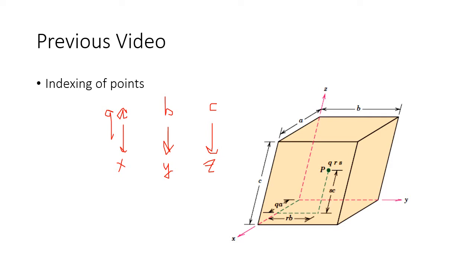And as you can see in this picture, point P has coordinates QA, then RB and SC, where QA is a fraction of the edge length A. Similarly, RB is the fraction of edge length B, and SC is the fraction of edge length C. Okay, so we know that Q, R, and S, as their fractions, their values lie between 0 and 1. So that's how we represent or locate a crystallographic point in a unit cell.